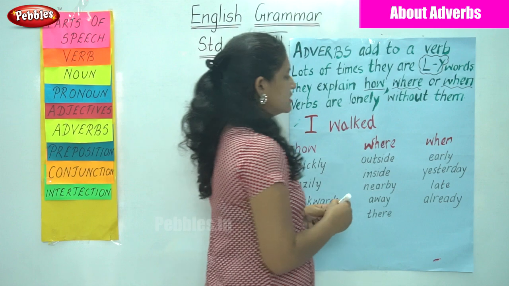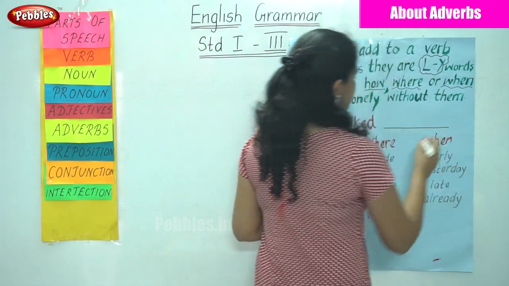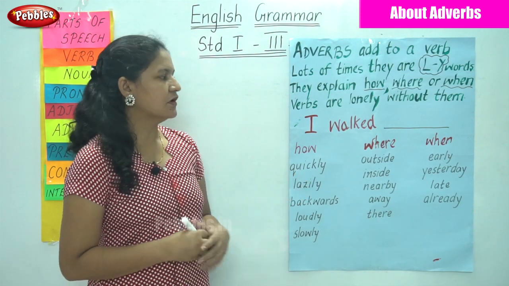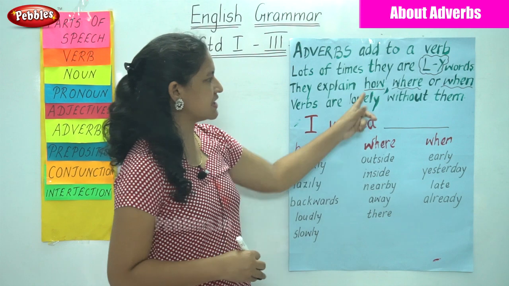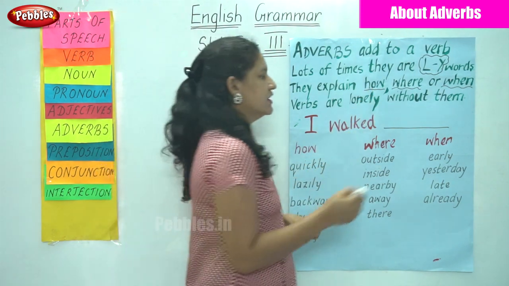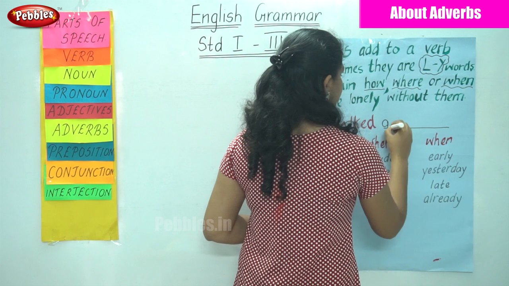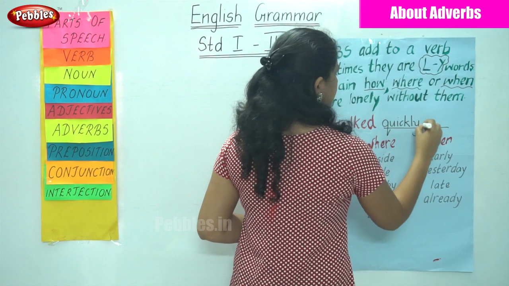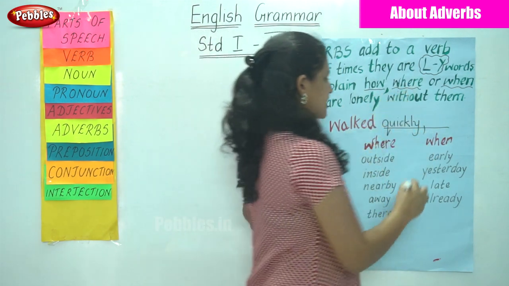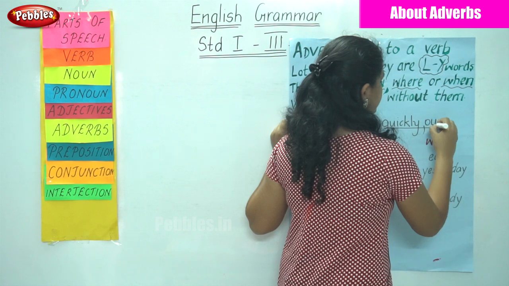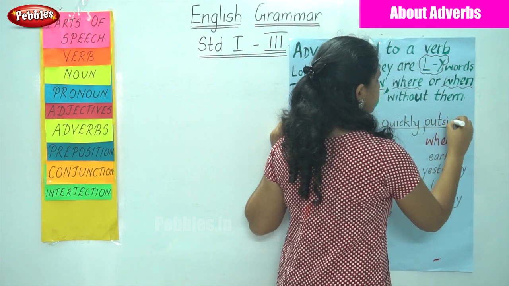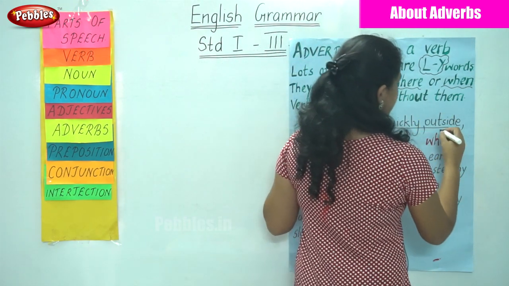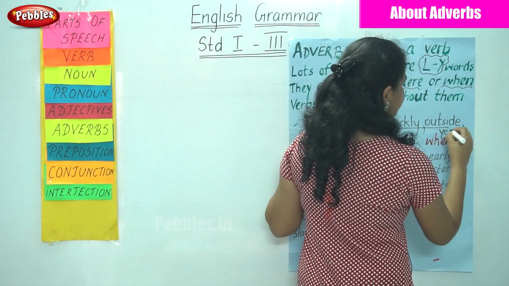So I walked dash. So how did I walk? I walked quickly. So it answers the three questions. How did I walk? I walked quickly. So I write the verb quickly. Where did I walk? Outside. And when did I walk? Yesterday. So I write the word yesterday.